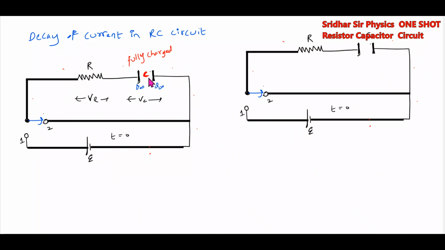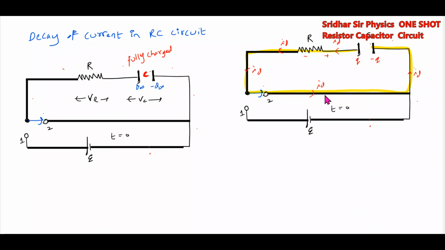Then here the capacitor will be like a cell. It was having a charge, so it starts discharging. The discharging current will flow like this, plus minus. This will be the path. There won't be current through the cell. Then we'll write down this one.